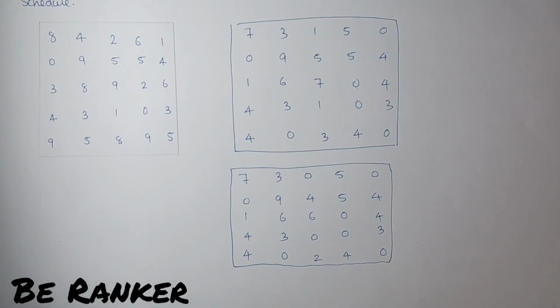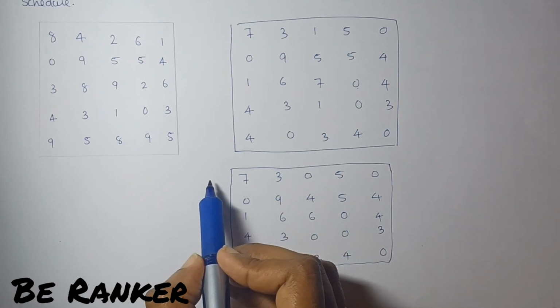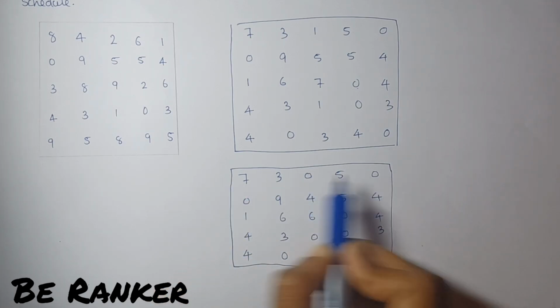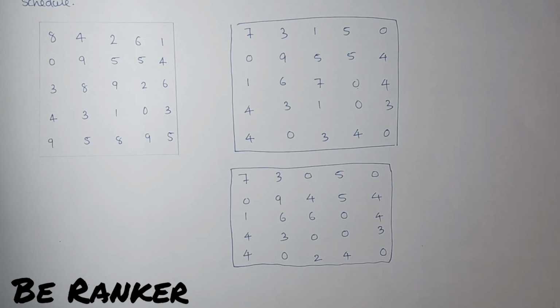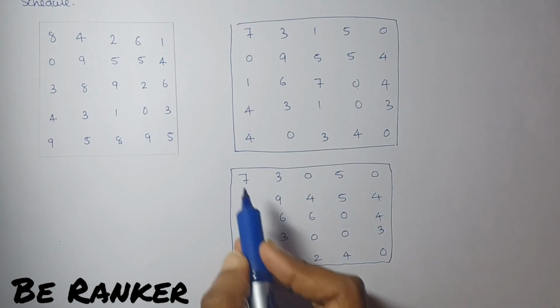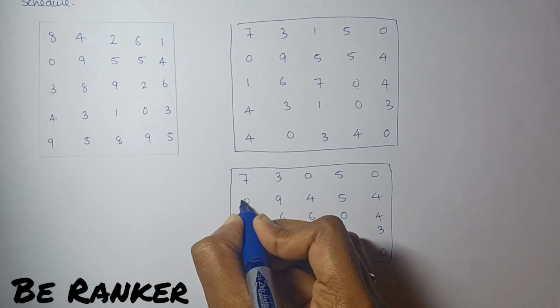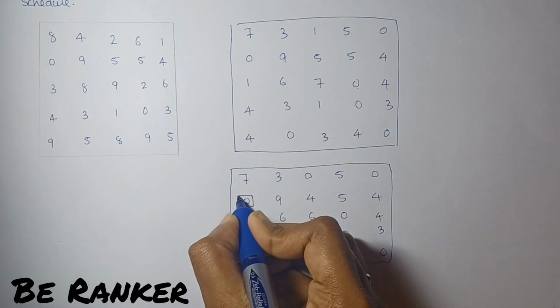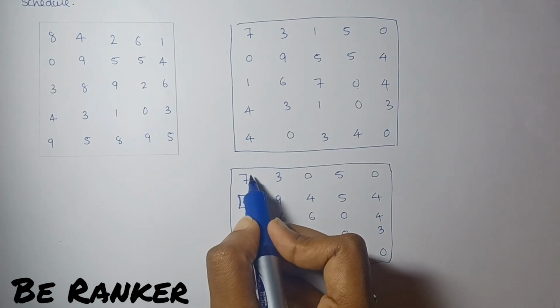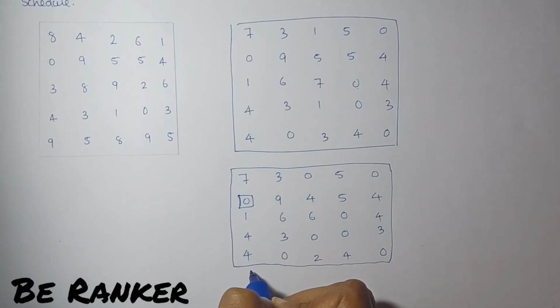Now the last step is to assign the single zeros in each row and column. For that, I take the first row, but it contains 2 zeros, so I can't take it. In the second row, there is only 1 zero, so I assign that zero and cancel the zeros in that column. There are no zeros in that column.